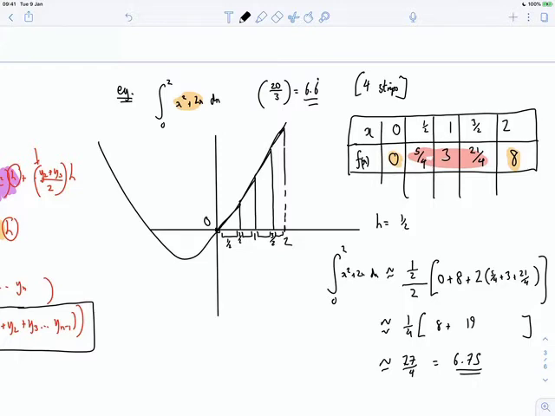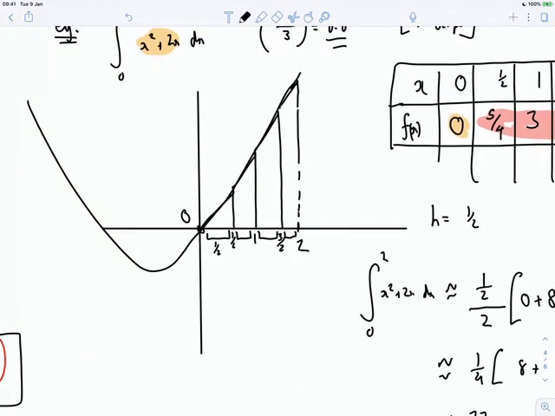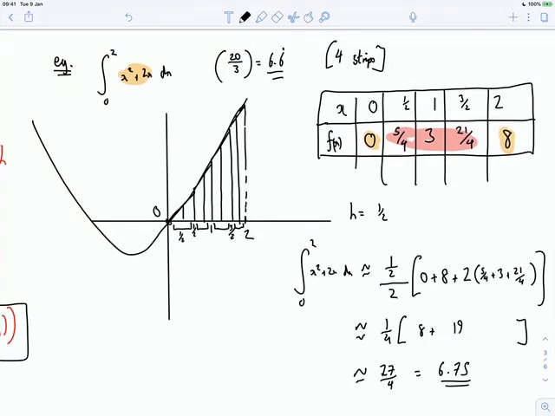And you could probably say, well, okay, how can we make this more accurate? Well, you could make it more accurate if you actually made more strips. If we'd made h a quarter, say, we'd increase the amount of x values we'd need, we'd create a new table and then we'd figure it out.